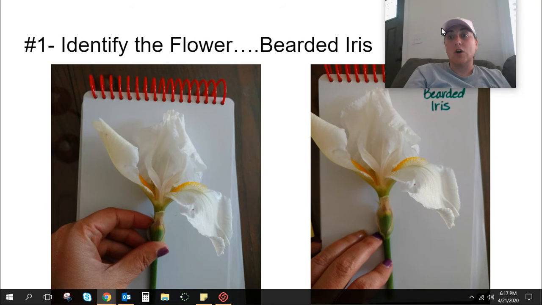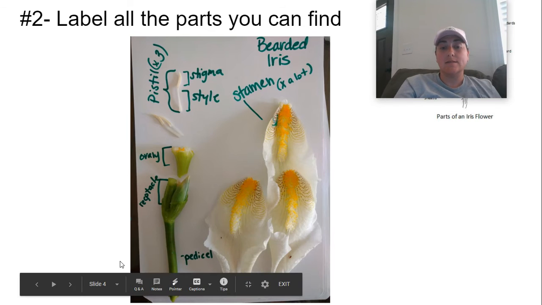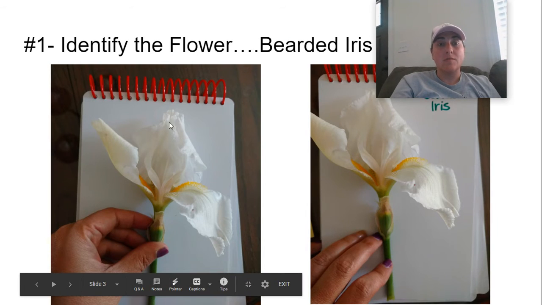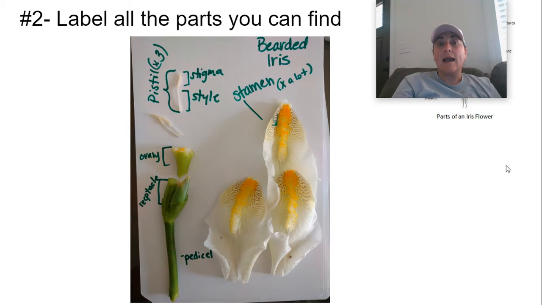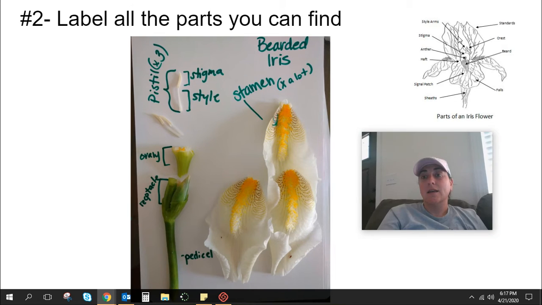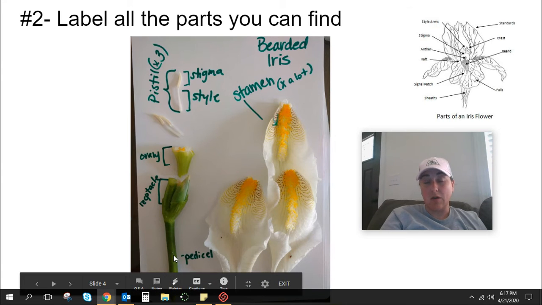So, for starters, I have a bearded iris here, and this is a bearded iris flower that I found in my side garden. So, I'm identifying my flower, number one. Secondly, I am going to label all of the parts. You can see I found a picture up here that I copied and pasted after doing the assignment. In this case, I am filling out the stamen, the pistil, and I've written the ovary, the receptacle, the pedicel, which is what most of us call the stem.